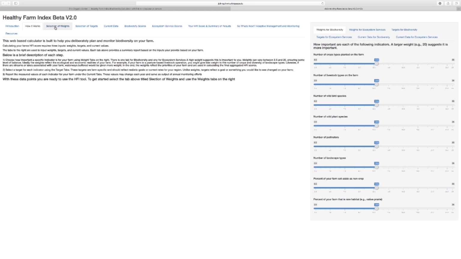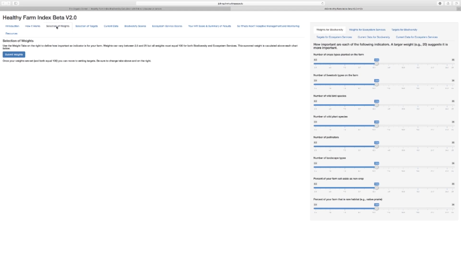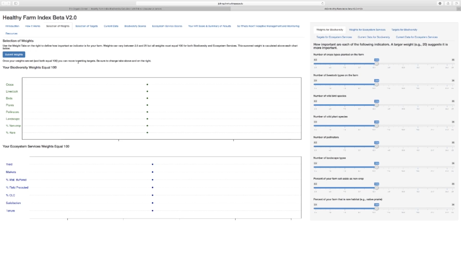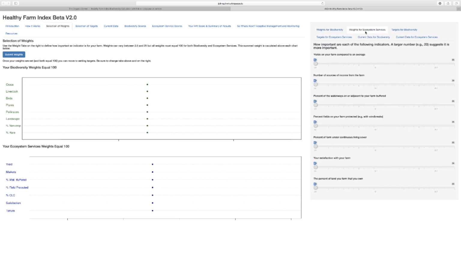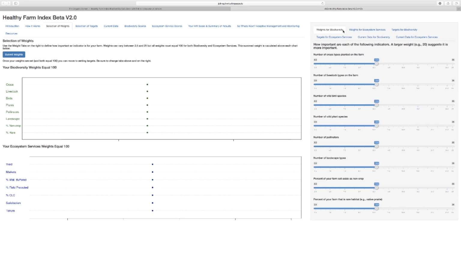So we're going to go here first to the selection of weights. The weights represent those values that we talked about earlier, where how important is something to you. There are 2 tabs for weights, one for biodiversity and a second for ecosystem services. And these reflect how important each indicator is. So this is that value statement.